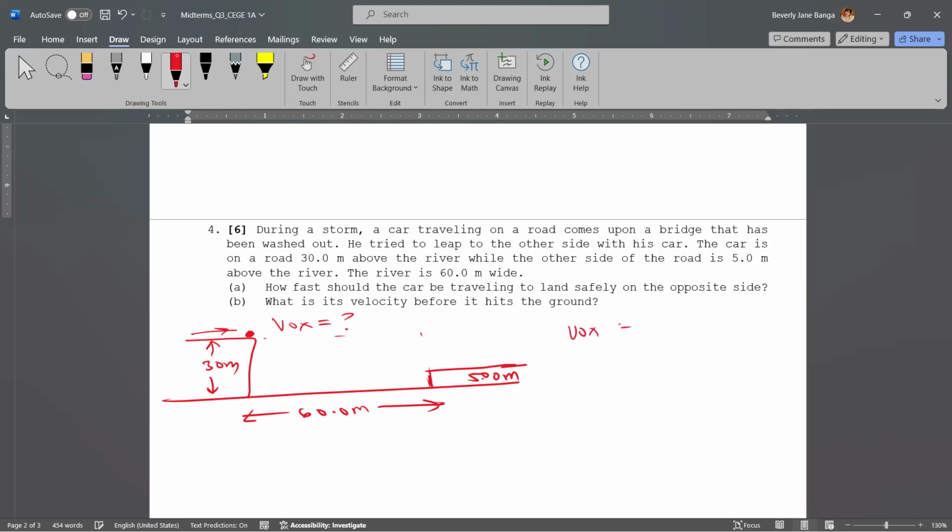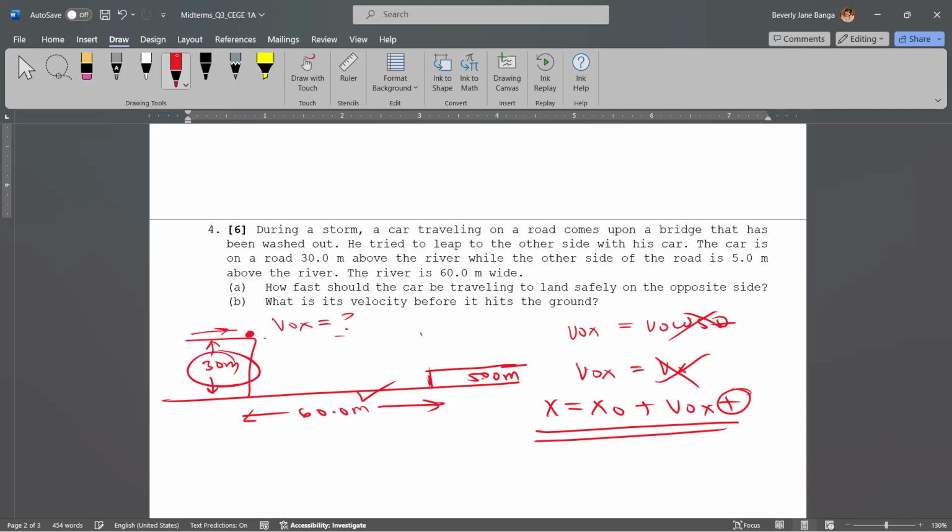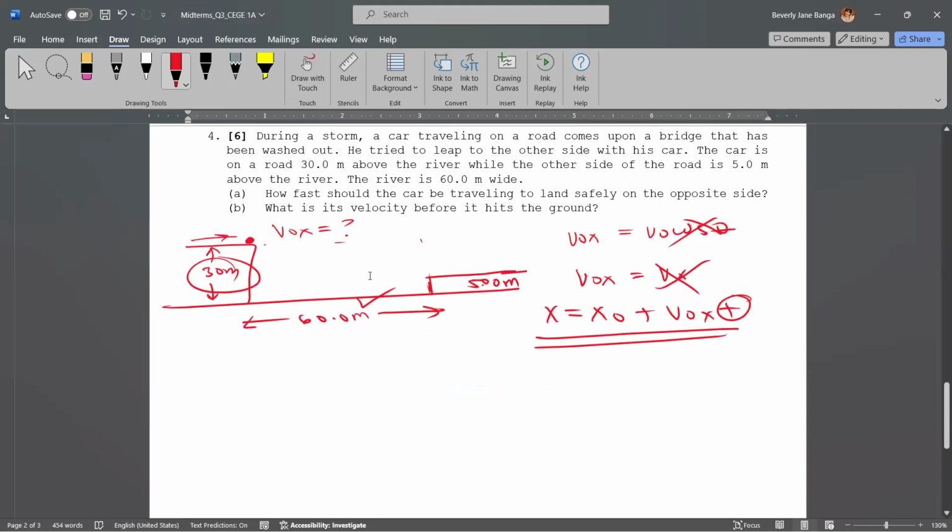Ang alam lang natin, VOX is VO cosine theta. Eh, wala namang angle. So, mali. Ang isa pa nating alam, VOX is VX. Eh, di rin natin alam yung VX. So, mali. So, ang natitira na lang ay X naught, VOXT. Ito na lang. Alam natin yung X. Problema ulit natin yung time. Pero again, kaya natin yan kuhanin sa Y.